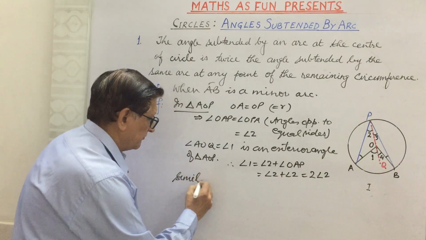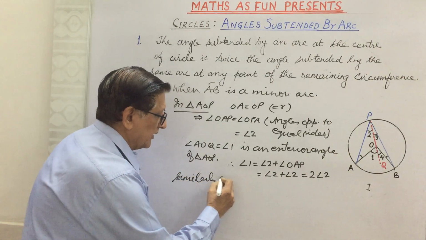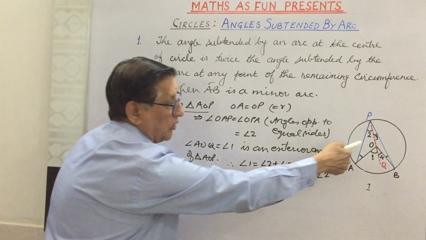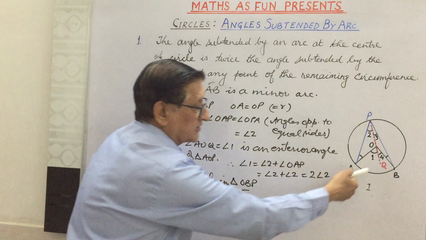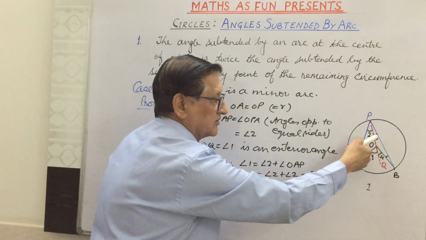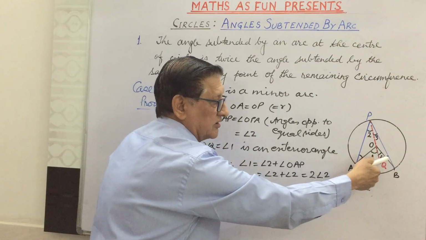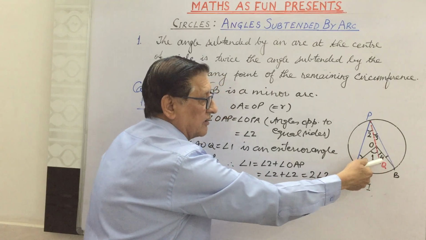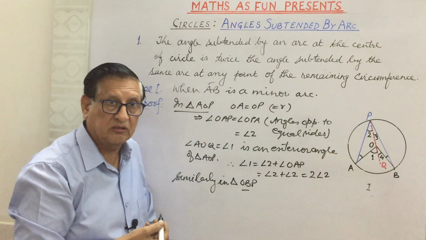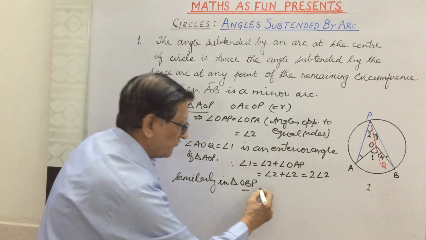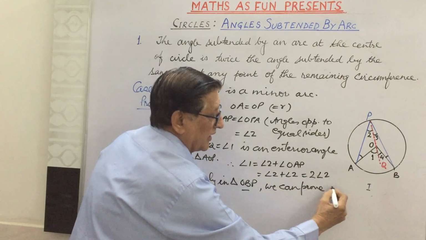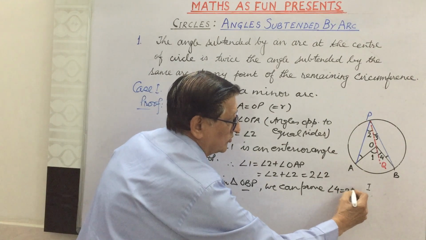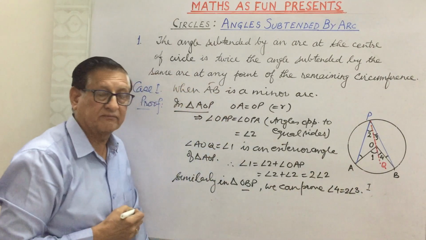Similarly, in triangle OBP, we have written the exterior angle as angle 4 and this is angle 3. This angle and this angle are equal. So we will get angle 4 is twice angle 3. We can prove angle 4 is equal to twice angle 3.